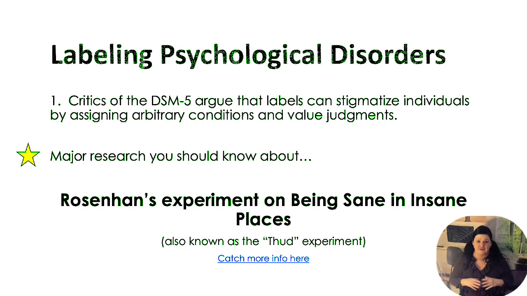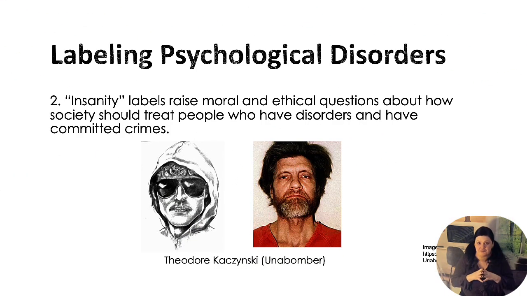Another aspect is the insanity plea, right? In Law and Order, okay? There are moral and ethical questions being raised about how society should treat people who have mental disorders and have committed crimes when they have that disorder. Okay, should somebody who is labeled as insane or mentally ill be able to not be convicted for the crimes that they commit while they have that disorder, right?